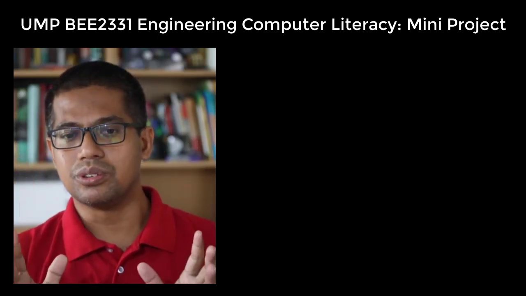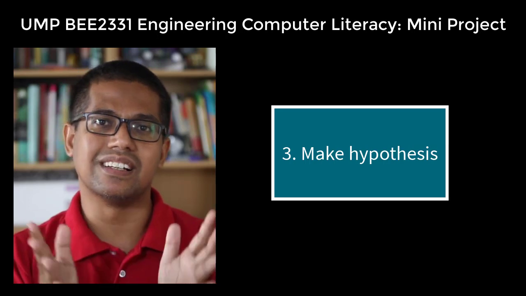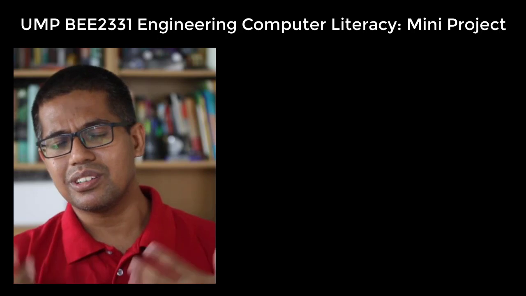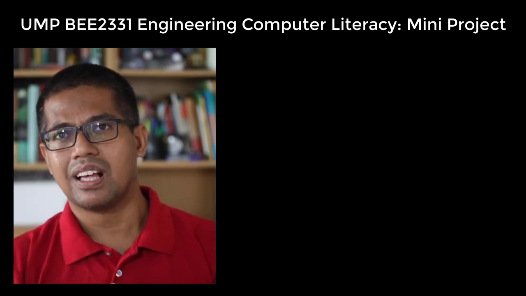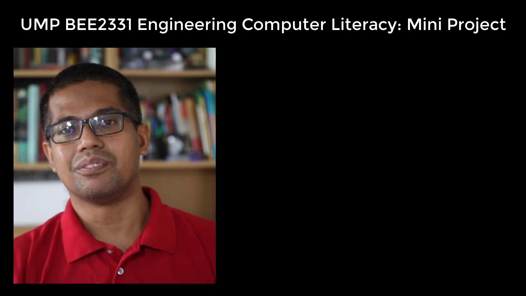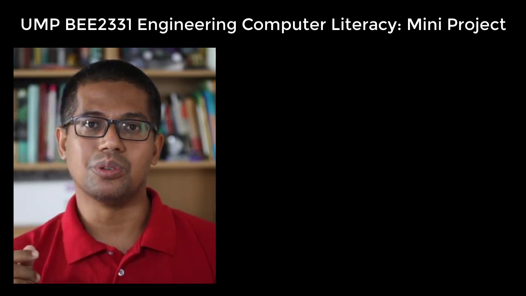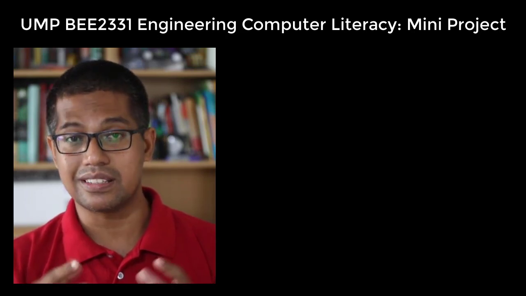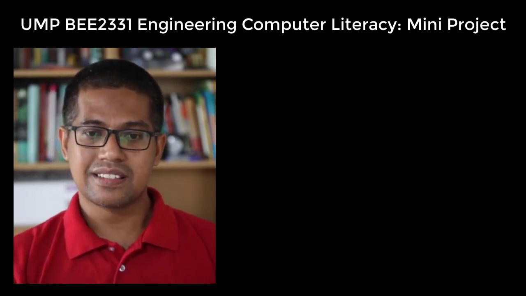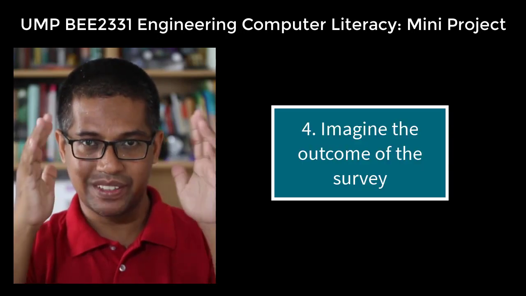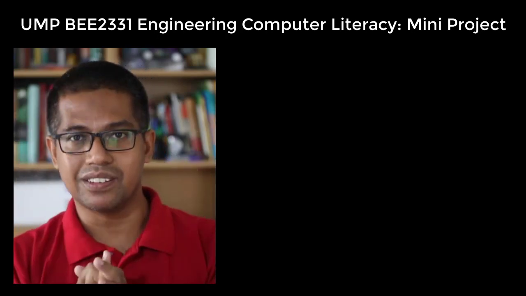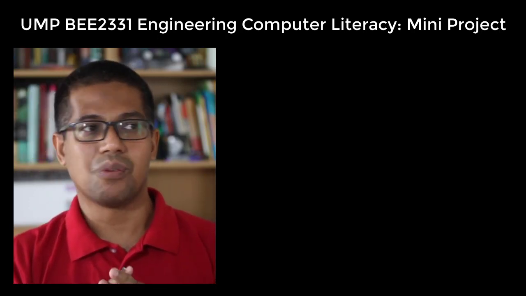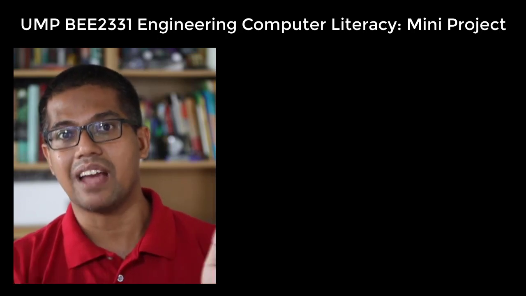Step 3, you need to predict what the answer to your objective is. So you need to do a little bit of guessing here, because we need this guessing to anticipate what kind of questions we want to ask in the survey. Step number 4, you need to imagine the graphs, the tables, what sort of data you will have later after the survey, and what sort of discussion you might have.